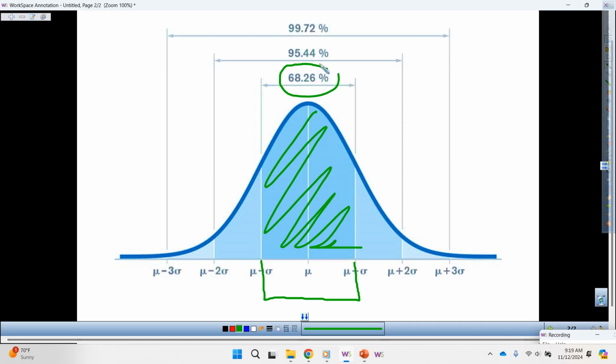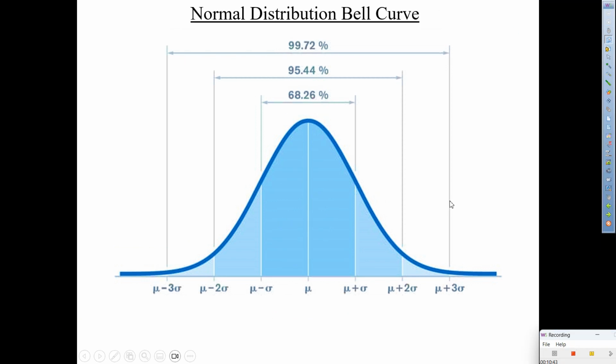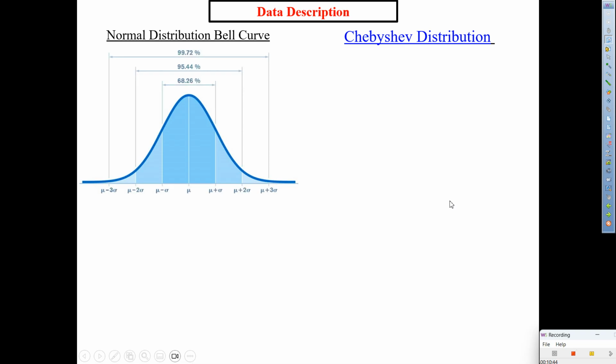Now, according to the normal curve, we're at 68.26%. That's what the normal standard deviation is. However, here came about, so look up, writing utensils down, look up to the screen, a Russian mathematician born in 1821. His last name is Chebyshev, and he's considered one of the founding fathers of Russian mathematics, particularly in statistics and probability. And he said, I like this curve thingy, but I want to make my own.